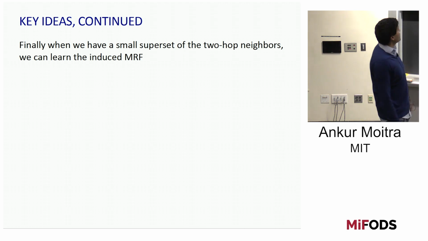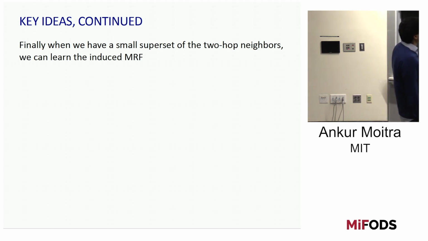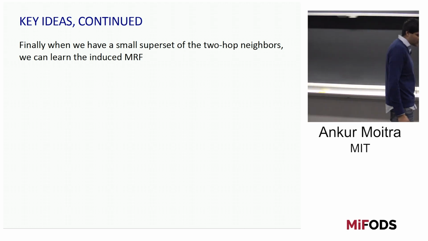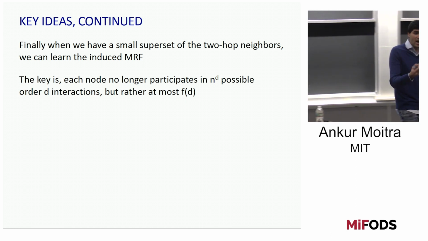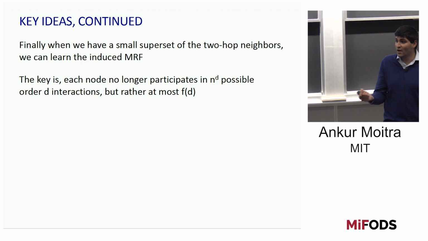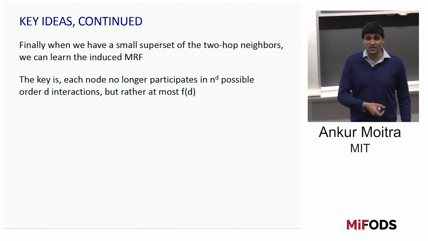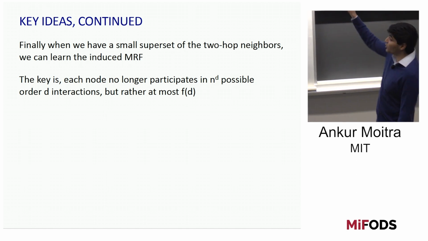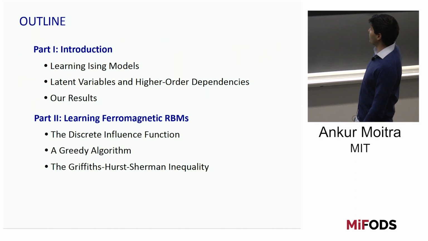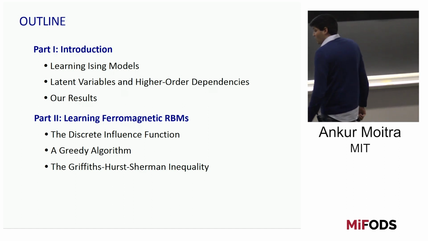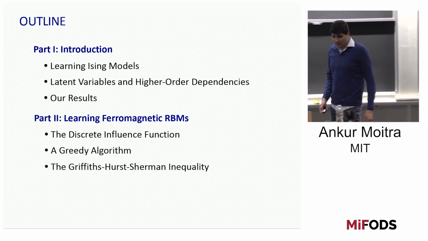So what this means at the end of the day is, once we've learned a small superset of the 2-hop neighbors of some node, we can just learn the induced MRF, because now when we have some node I, we don't have to guess n to the d other possibilities of which other tuples it could belong to. We know that we've restricted down to some f of d size set. And this is where we get our algorithm. So that's how all of the pieces of the algorithm fit together.